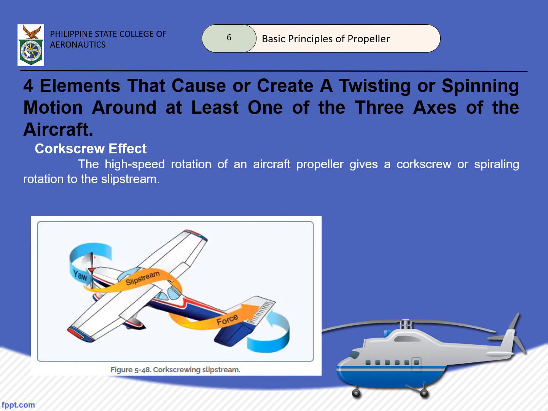So, the next thing is corkscrew effect. So, what is corkscrew effect? It is the high-speed rotation of an aircraft propeller that gives a corkscrew or spiraling rotation to the slipstream. So, when does this happen? This occurs when the propeller is moving fast but the aircraft is moving slow. When specifically does this happen? In our takeoff and approaches to power-on stalls.